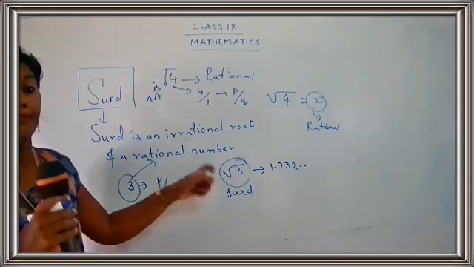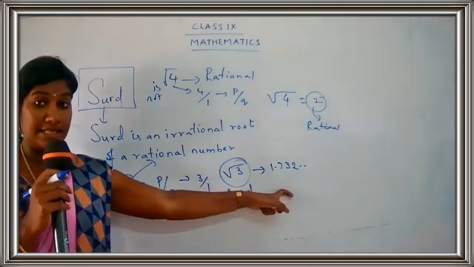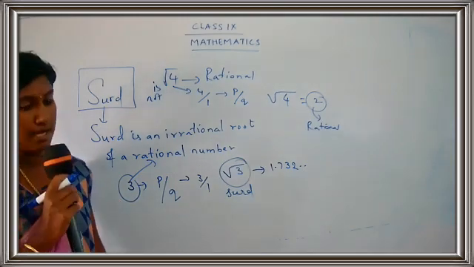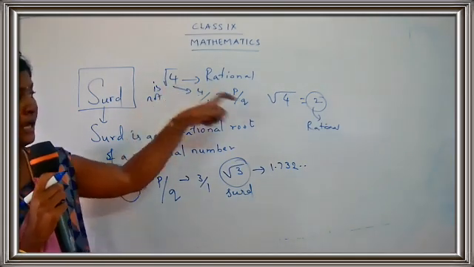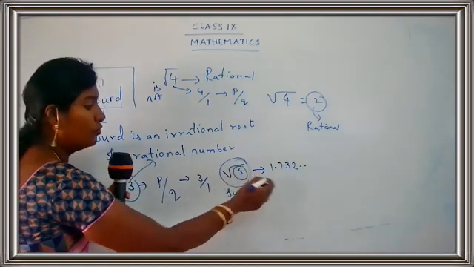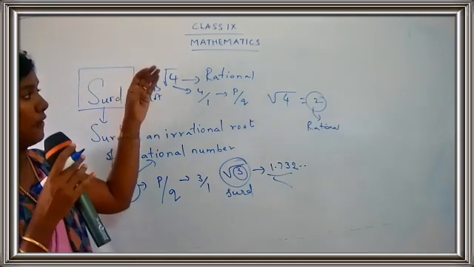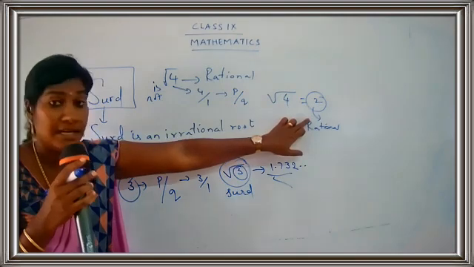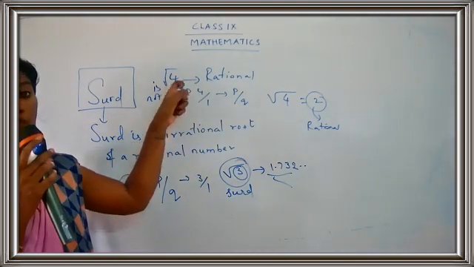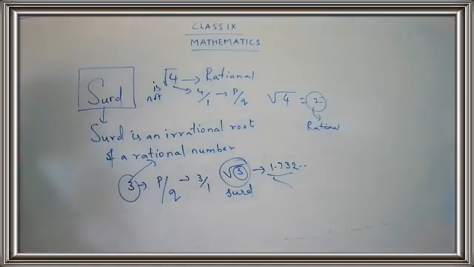But what about root 3? Root 3 is a surd because you get an irrational number as the answer. But when you take root 4, you get a rational number as the answer. Are you getting the difference, children? If you take root 3, you don't get a rational number, you get an irrational number. Similarly, if you take root 4, you get a rational number as the answer. So we say that root 4 is not a surd, but root 3 is a surd. What is the definition for surd? A surd is an irrational root of a rational number.